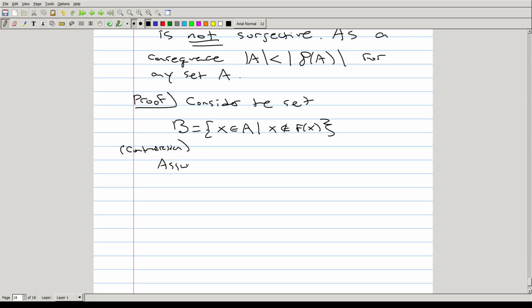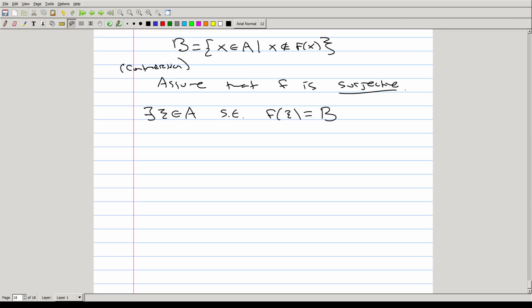Assume that f is surjective, in which case there exists some xi in A such that f of xi is equal to the set B, which by definition has to be an element of the power set of A, because it's a subset of A.